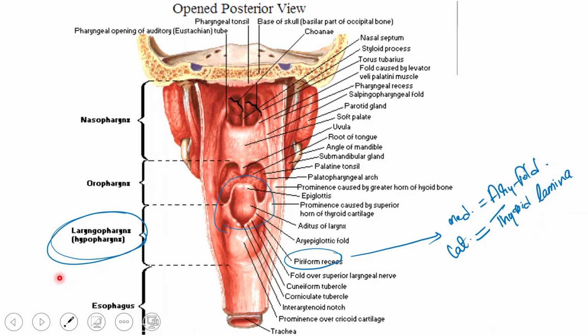So we have discussed in detail the laryngopharynx, its extent, its location and its boundaries, and also details about the pyriform fossa as well as the oropharynx. So this is the end of the pharynx. We have completed the pharynx in this video. Thank you.